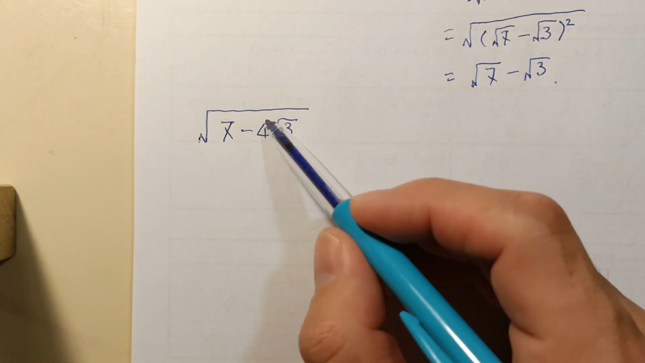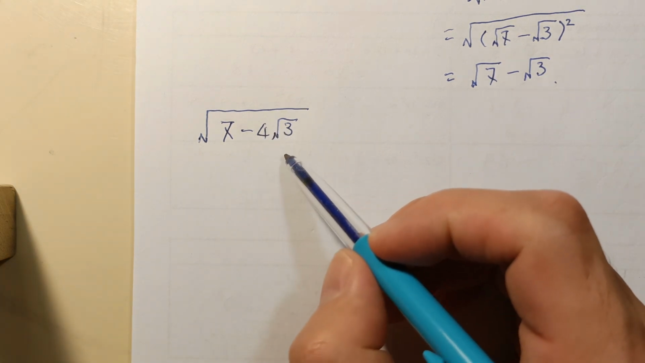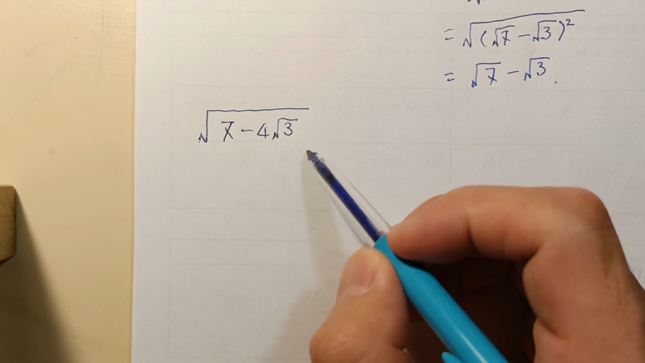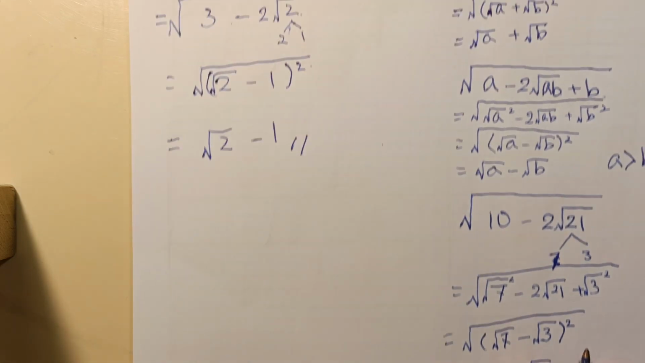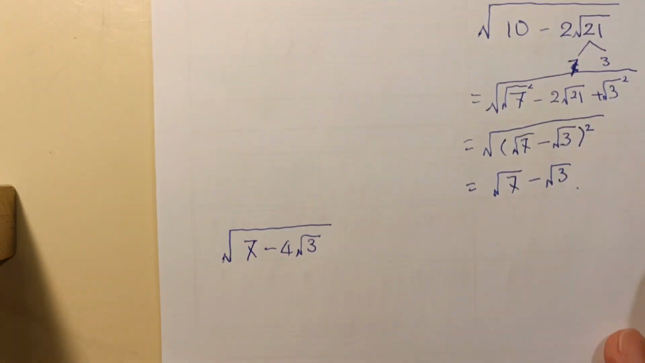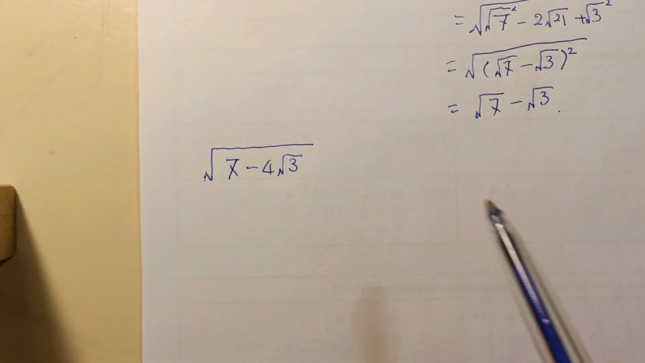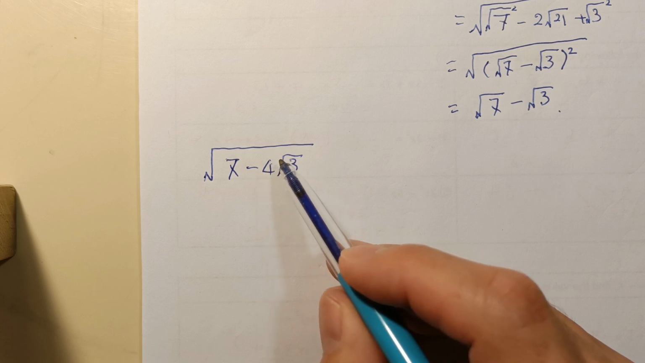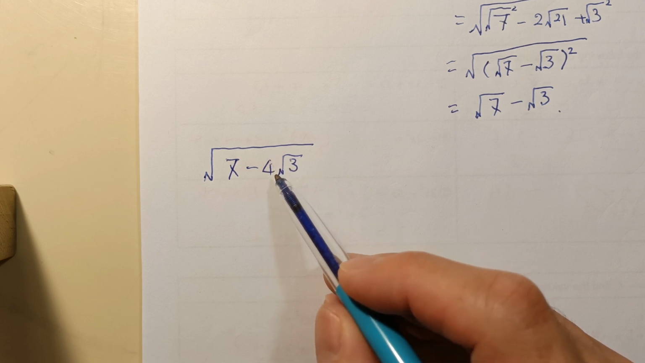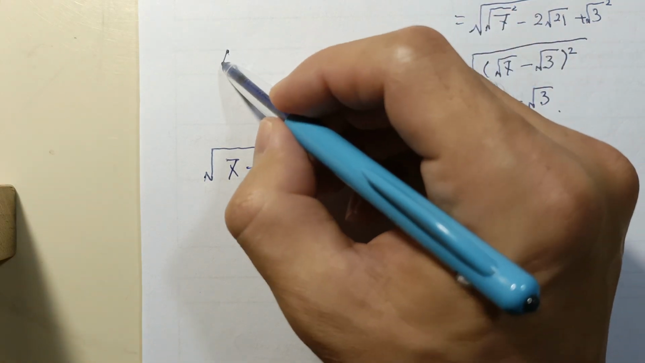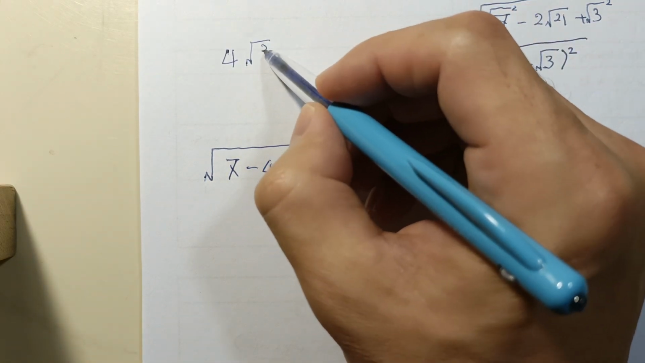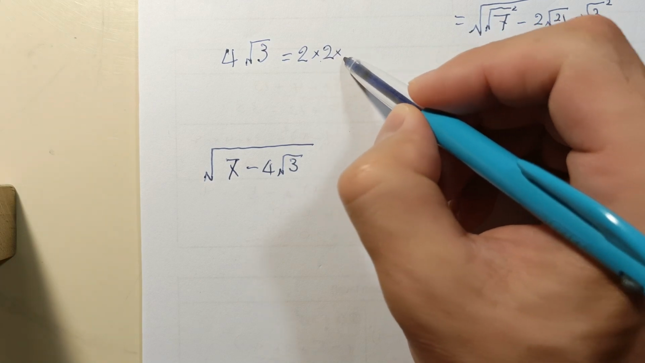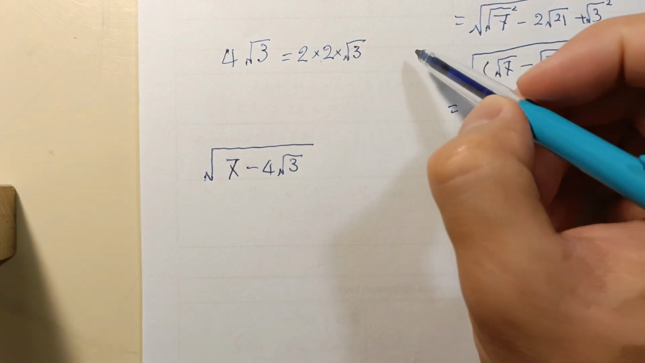We need 2 here, isn't it? And you can't make 7 by adding 2 number like this, right? So in this case, you change this part so that you can make 2 in front of square root. Okay? 4 square root 3 means 2 times 2 times square root 3, isn't it?